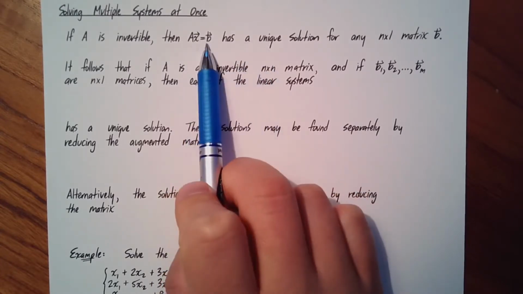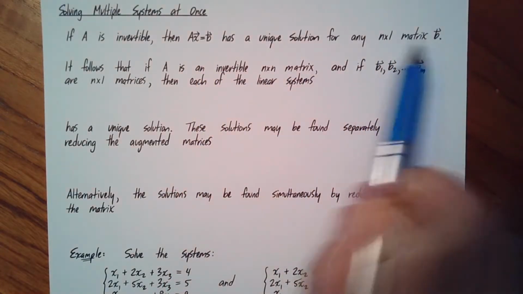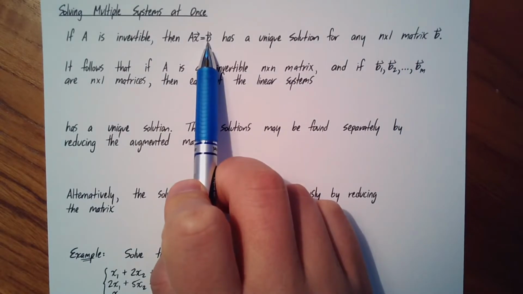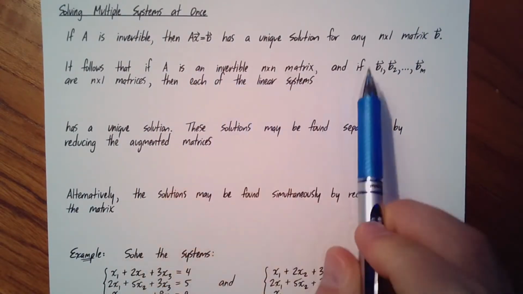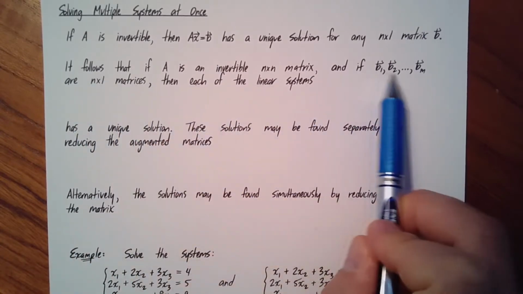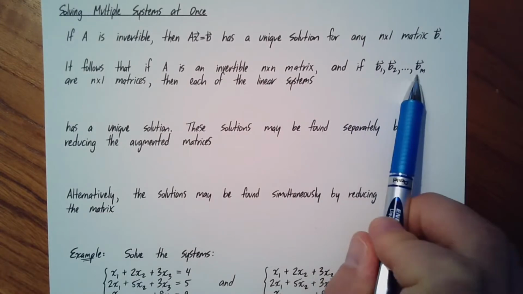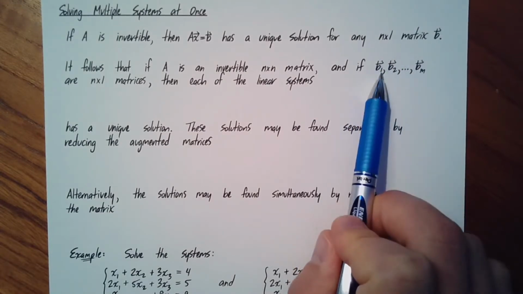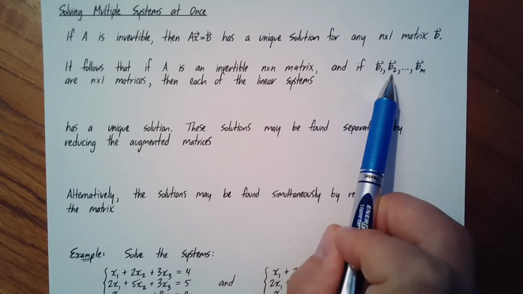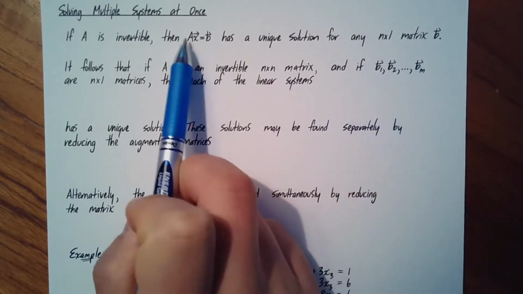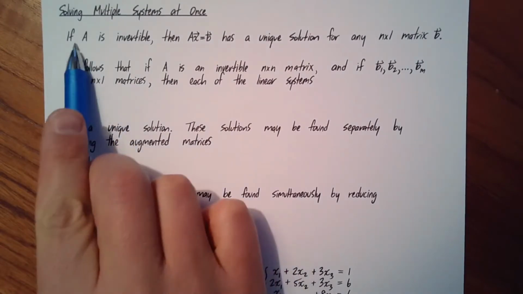So this is going to have a unique solution for any n by 1 matrix B that you possibly put here. So, well, what if you have several choices of this constant matrix? What if I have B1, B2 all the way up to Bm? Let's say you had B1, B2 all the way up to Bm as possible choices for this constant matrix B. Well, for every single one of these options that you put in for B, you're going to get a different matrix equation. So that's what brings us to our next remark.